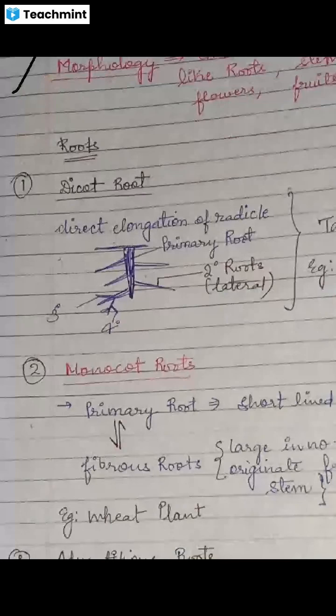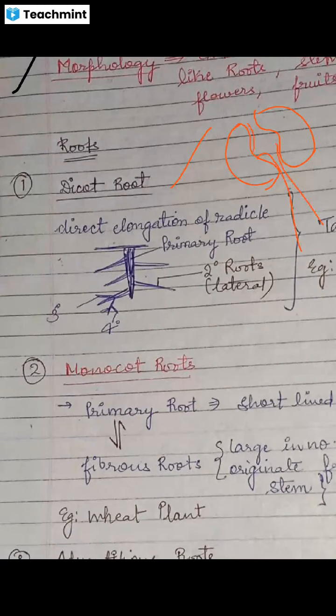Dicot roots. In dicots, there is a direct elongation of the radicle. Means the roots have a direct elongation from the radicle. We have a cotyledon in this manner. Two cotyledons are there, where this one forms the radicle while the upper portion, the plumule, forms the shoot portion. They both are different, not together. This one forms the radicle and the upper one, the plumule, forms the shoot system.